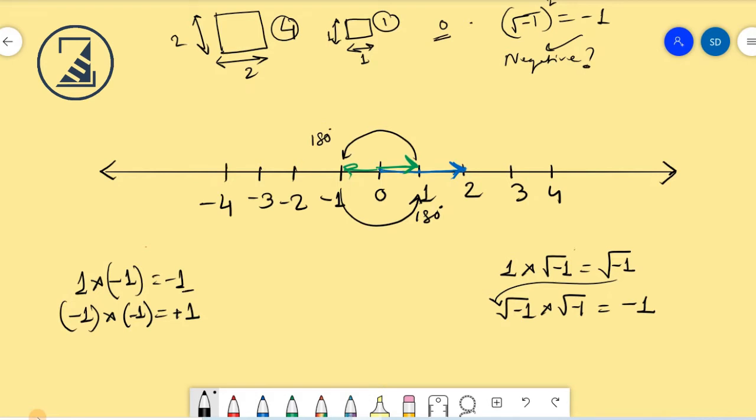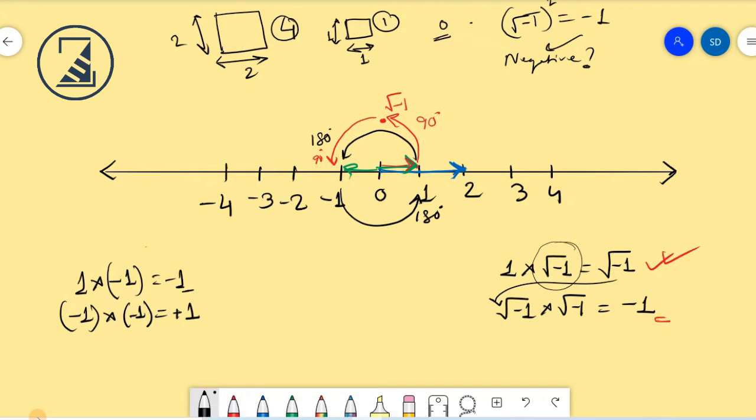So, this one operation, that means multiplying 1 by square root of minus 1, must be somewhere in between. So, I am claiming that this operation rotates my number 1 by 90 degrees. So, this is my result, square root of minus 1. And if we again multiply it by square root of minus 1, then again a 90 degree rotation, and it becomes minus 1.